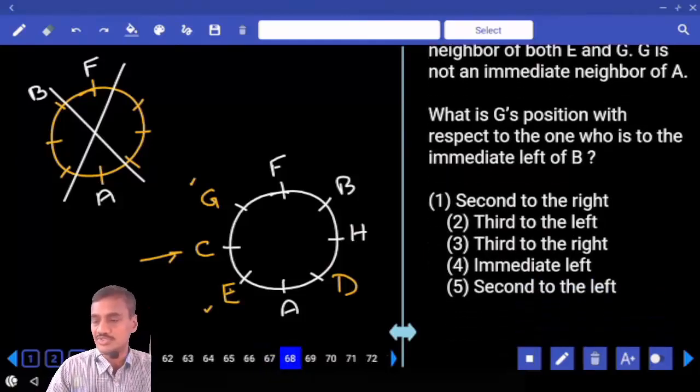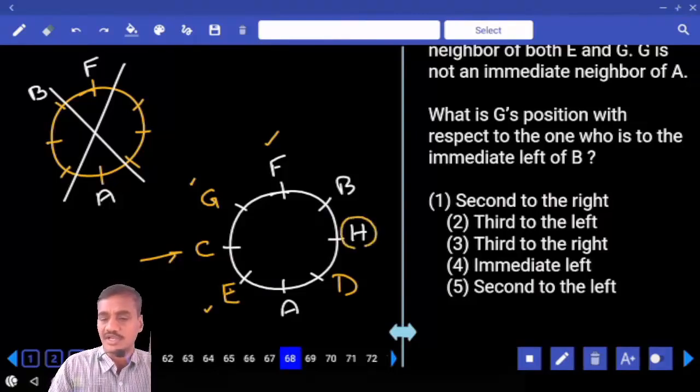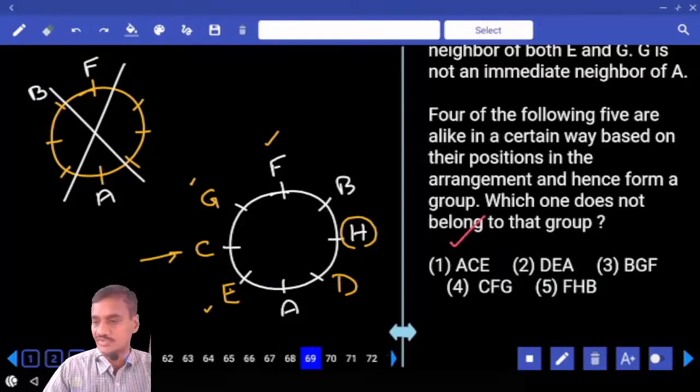And what is G's position with respect to the one who is to the immediate left of B? Immediate left of B is H. And G's position with respect to H is either third to the right or fifth to the left. Third to the right, that is choice 3.